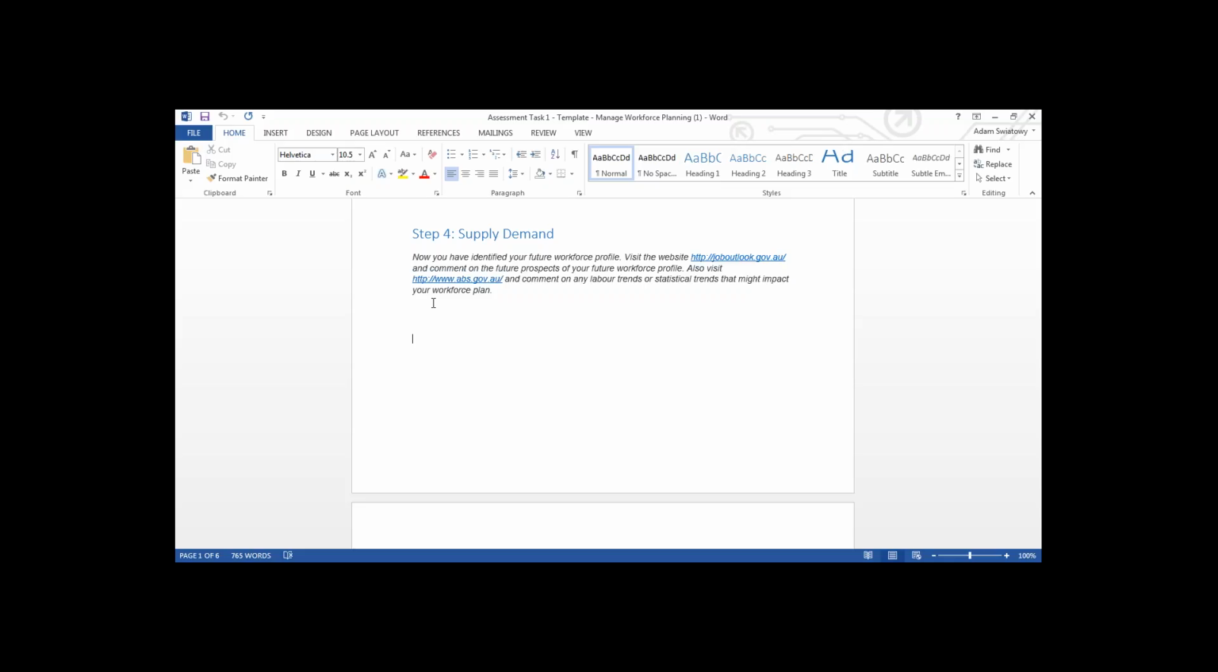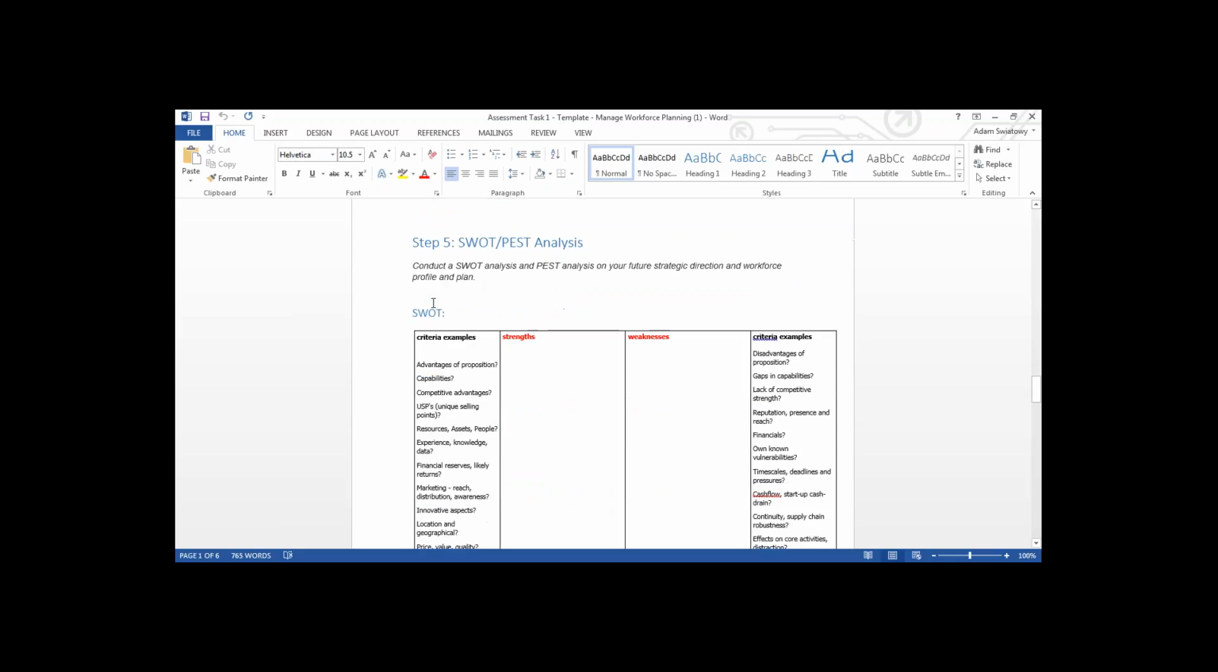So if your business is around the way that households might spend their disposable income, having a look at some of those statistics might impact some of the factors of your strategic direction. So they'll be very relevant in this mix. But for the most part here, just want you to take some of the jobs that you've identified in the previous step, and tell us what the future prospects of those jobs are from a hiring point of view.